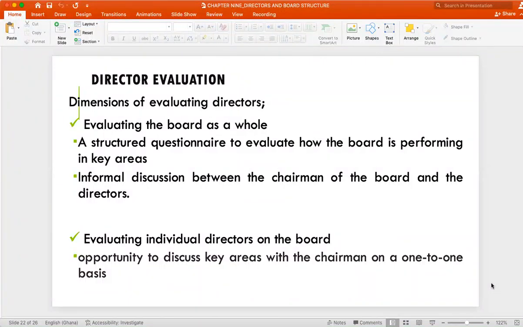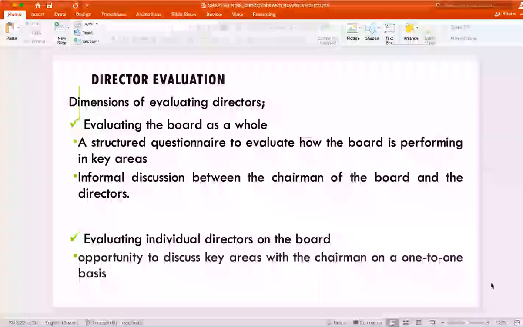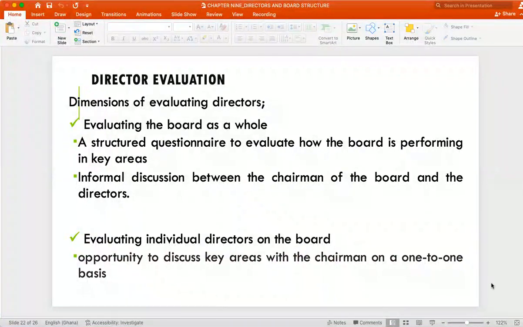Okay. Then we have what is known as director evaluation. I think I spoke about it much earlier. So the board itself must evaluate how they are operating to find out whether they are adding any value to the company at all. Okay. So we have dimensions of evaluating directors. You can do evaluation of the whole board, or the board as a whole, to find out together as a board, what kind of impact are we making on the company?